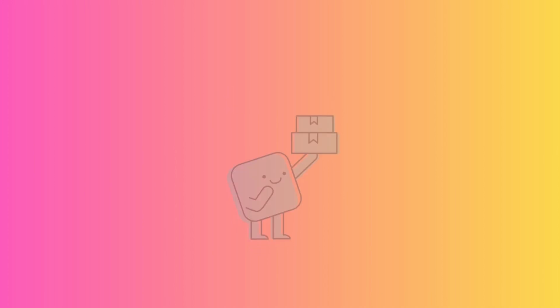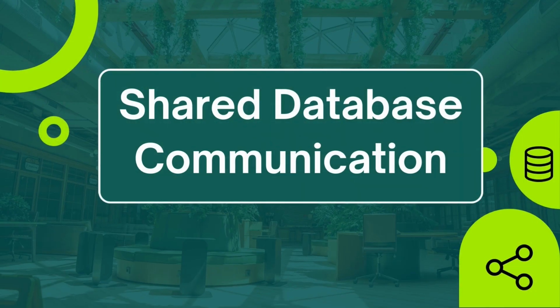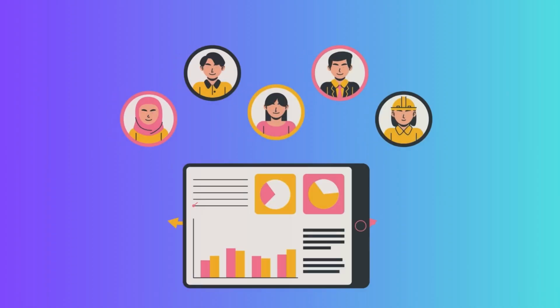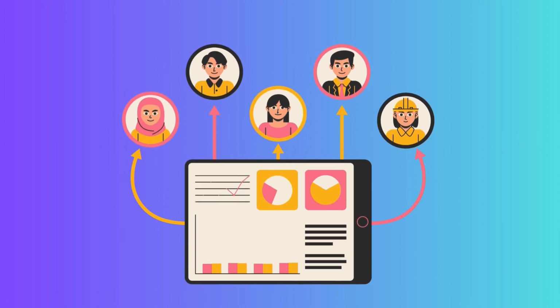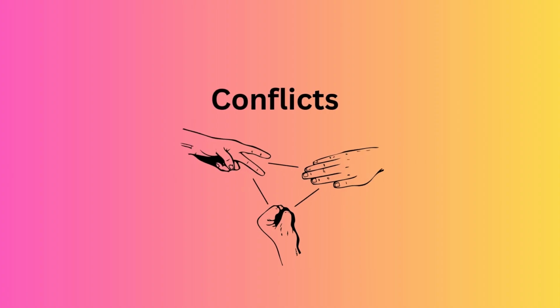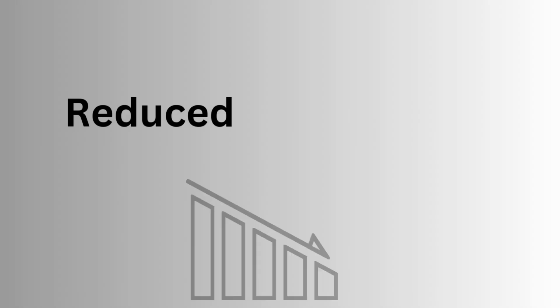Sometimes services communicate by reading and writing to the same database. But this is like sharing one diary among friends. It doesn't take long before things get messy. Conflicts arise, data gets corrupted, and performance takes a hit.